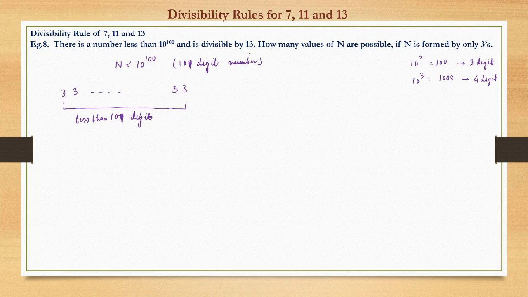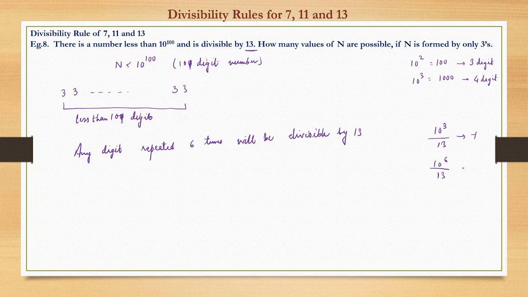We know that any digit repeated 6 times will be divisible by 13. This we know. Why? Because 10 raised to power 3 upon 13 is minus 1. So 10 raised to power 6 upon 13 would be plus 1. From there we have seen that ABC minus ABC will cancel out.